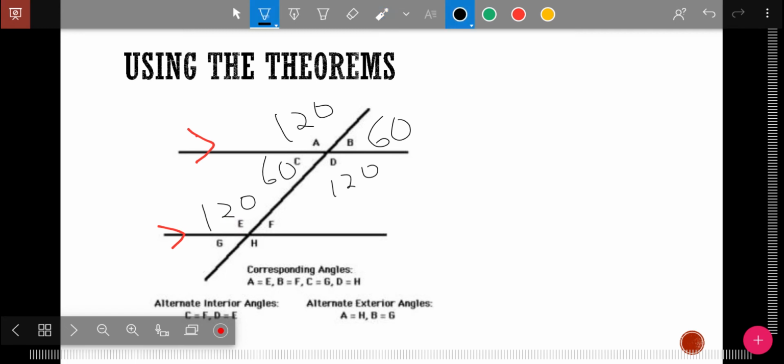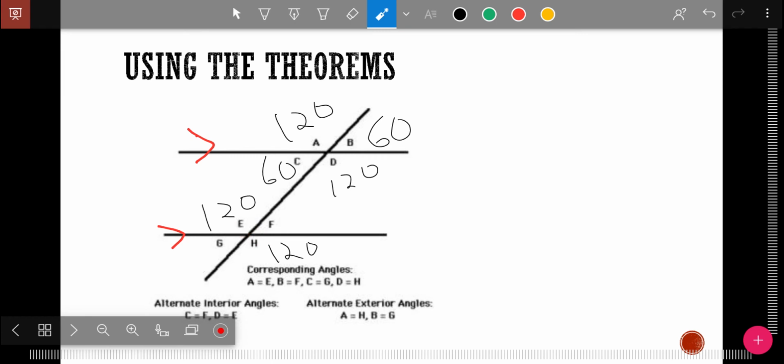And then H is 120. And now you could say that you saw that it was alternate exterior with A. You could say you saw it was corresponding with D. Or you could say you saw it was vertical with H.